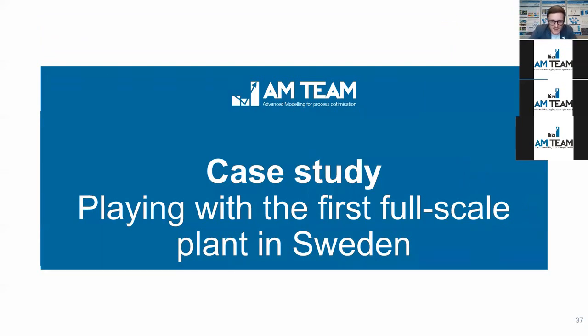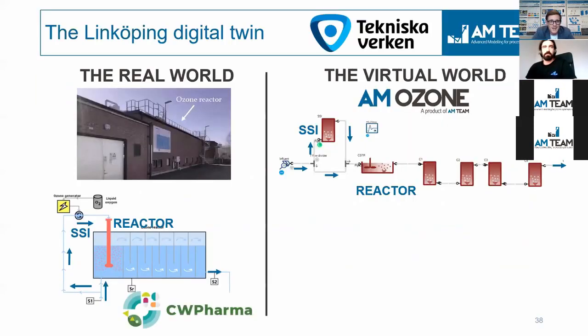Let's go to another case study where we will be playing with the first full-scale installation in Sweden. So this is a plant for micropollutant removal. We are looking here at the Linköping digital twin at the right, and the real plant is at the left. So this is a plant that has recently been built in the framework also of the CW Pharma project. It's a plant of Technische Werken, and some of the people are also attending this webinar. And you can see that there is a side stream split, and then it is further dissolved in this first compartment. You can see exactly the same happening in the tree.